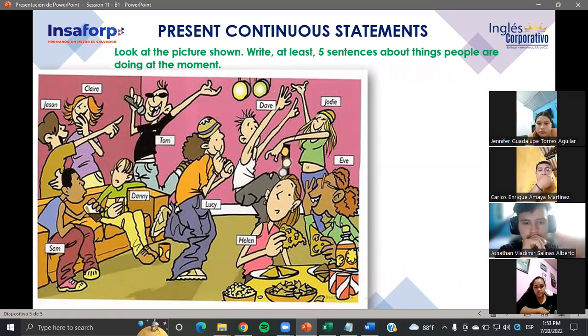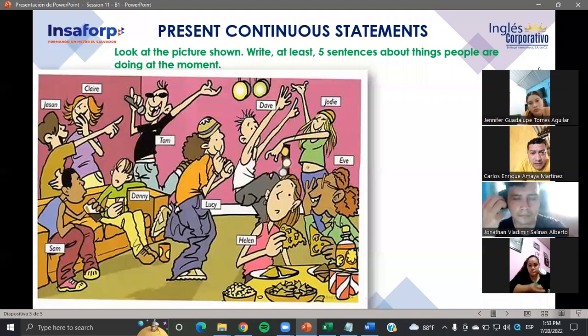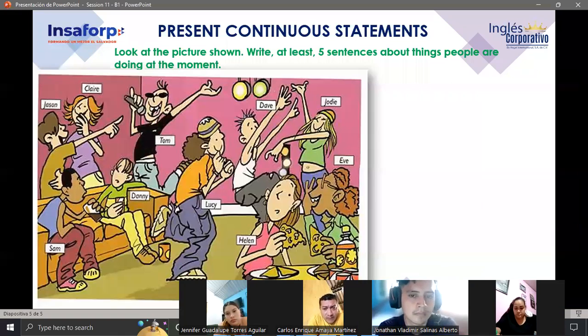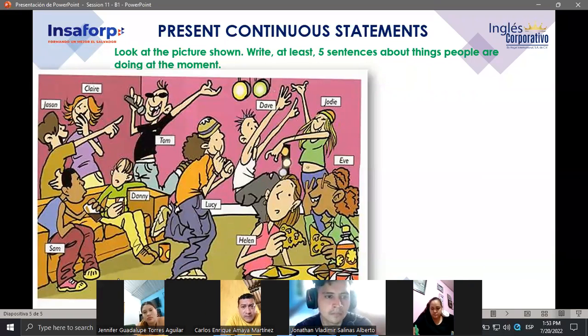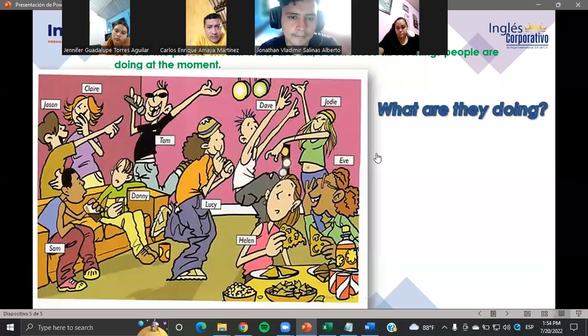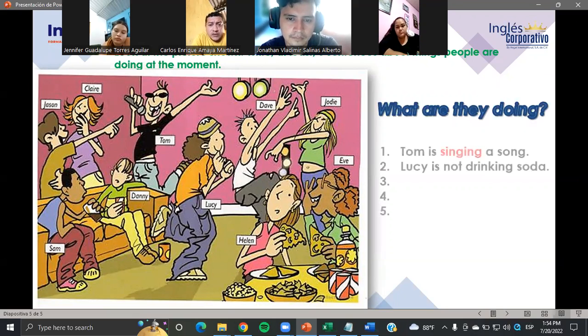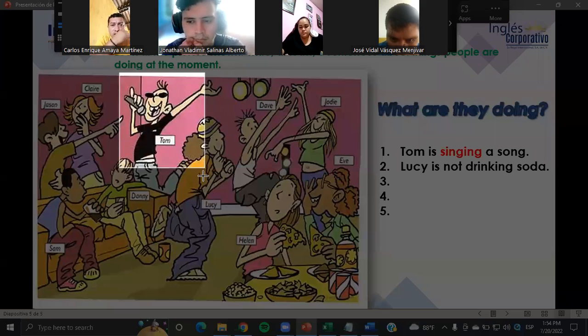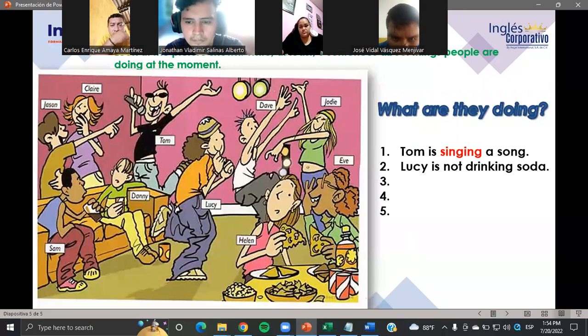Look, that's a party. And they are doing, as we can see, different actions. They are different things. For example, listen to this. Let me give you some examples. What are they doing? That is the question. What are they doing? We can say, Tom is singing a song. Look at Tom. This is Tom. So Tom is singing a song.